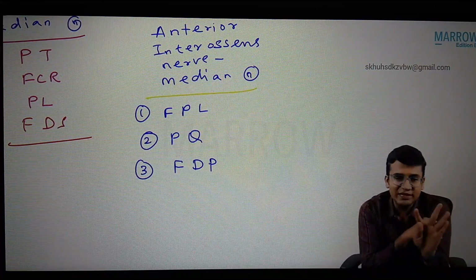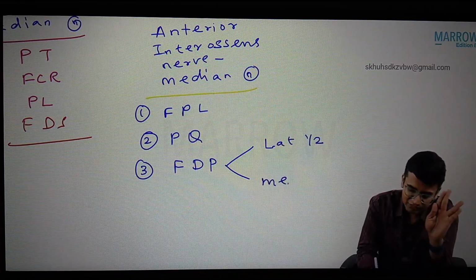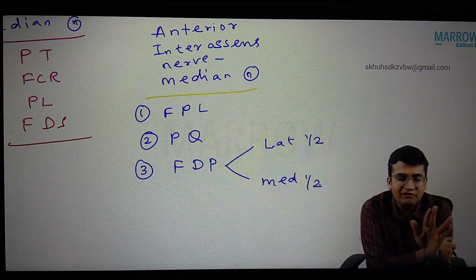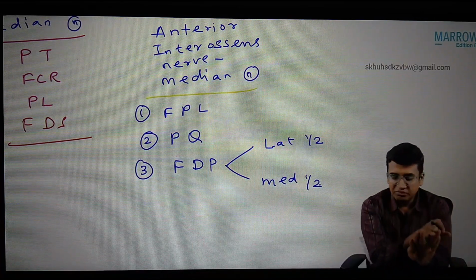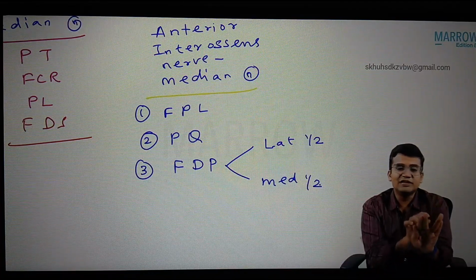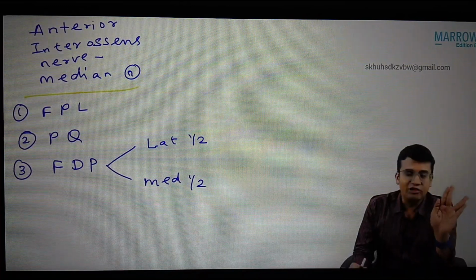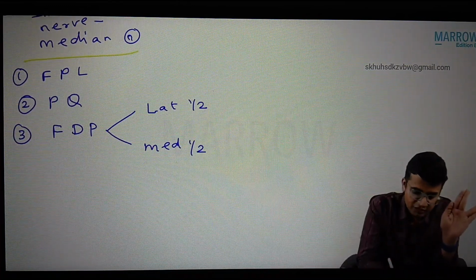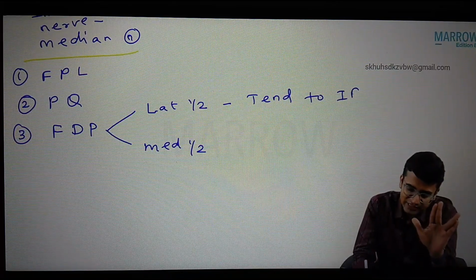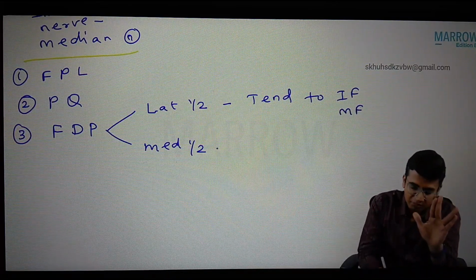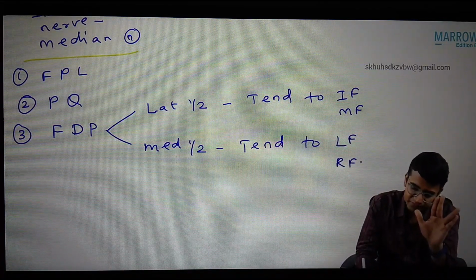Now this FDP tendon, we're going to divide into lateral half and medial half. The lateral half of FDP tendon goes to index finger and middle finger. The medial half of FDP tendon goes to little finger and ring finger. So lateral half of FDP means tendon to index and middle finger, and medial half means tendon to little and ring finger.